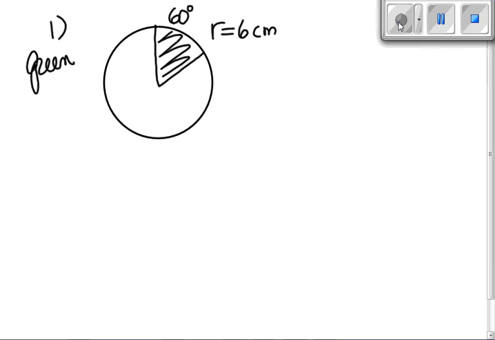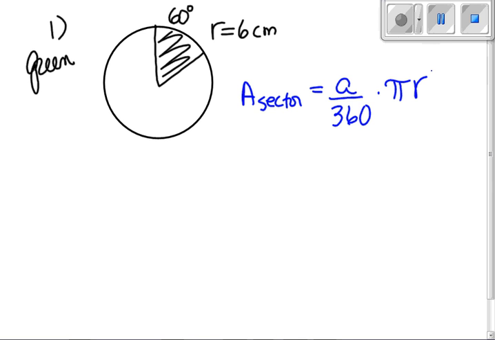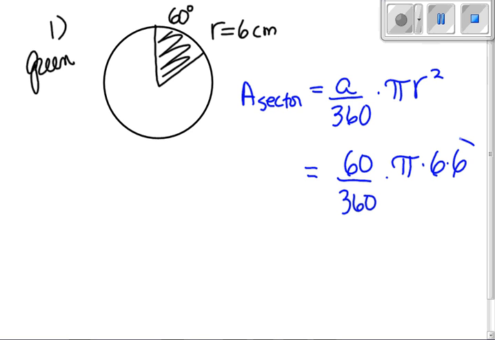The area of a sector is equal to the central angle over 360 times pi r squared. Wait, no, I'm talking about the lesson. We're not doing that, we're doing number 2. Okay, pay attention. So this is equal to what's A? Zach? What's A? A is 60. So it's 60 over 360 times pi times 6 times 6. This is the area of the circle.